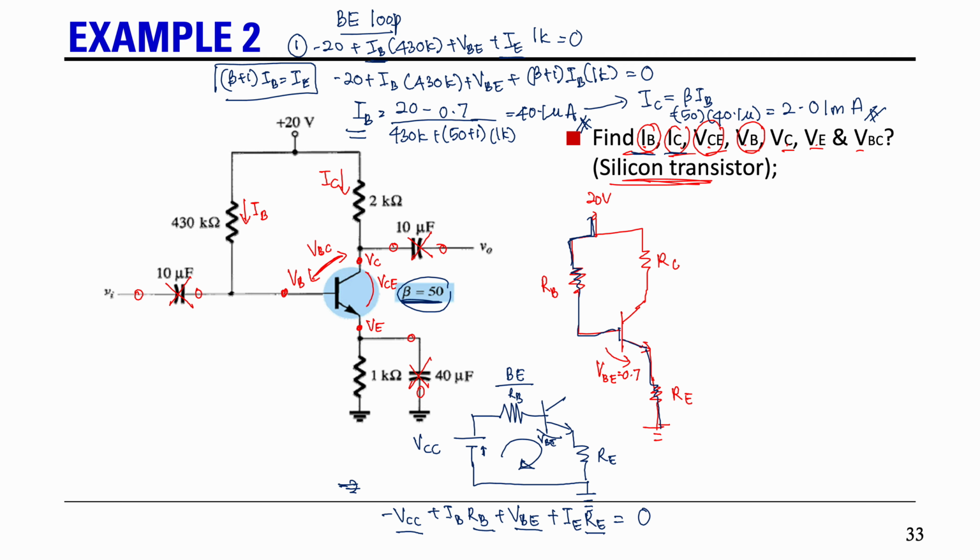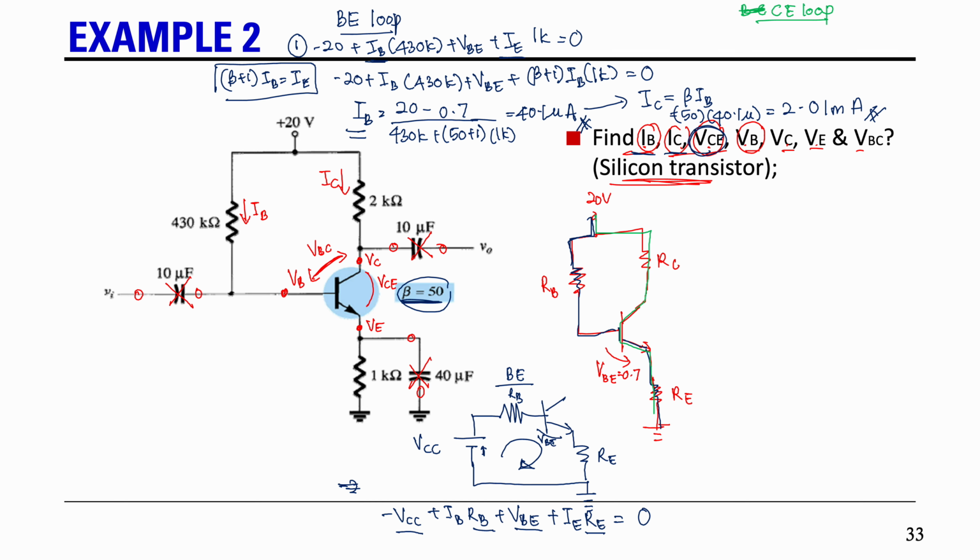Next we need to solve our VCE. So how to solve the VCE? To solve the VCE, we need the output loop, the CE loop. Sorry, not BC, CE loop, which is the output loop. So what is the output loop? The output loop is this area, right? So this is your output loop.